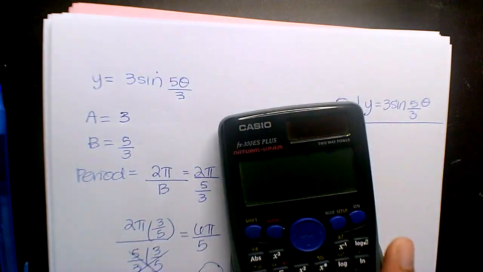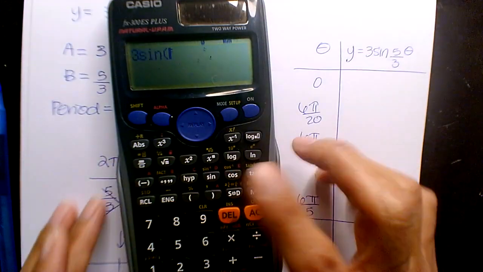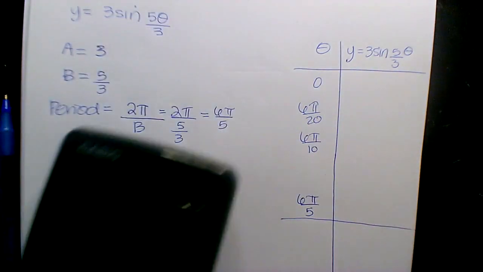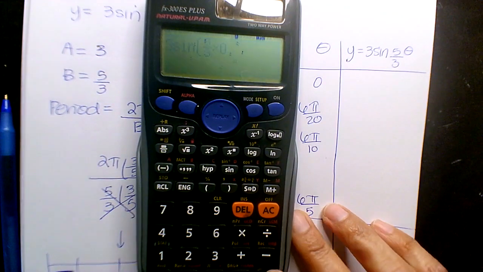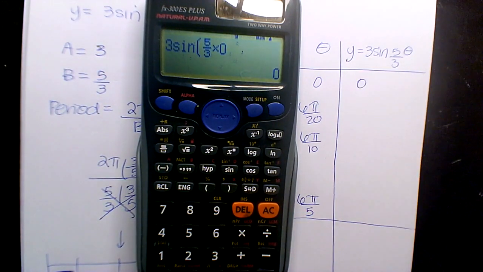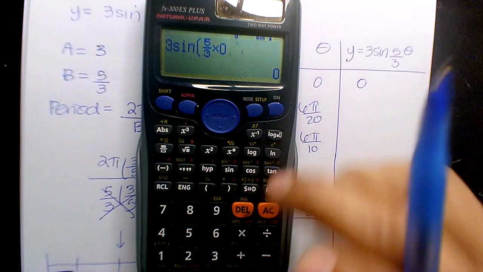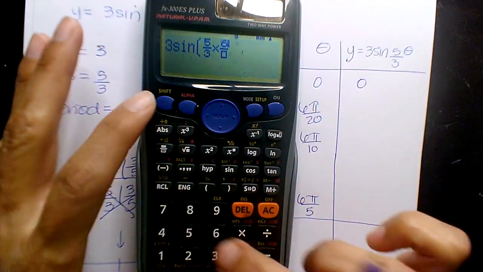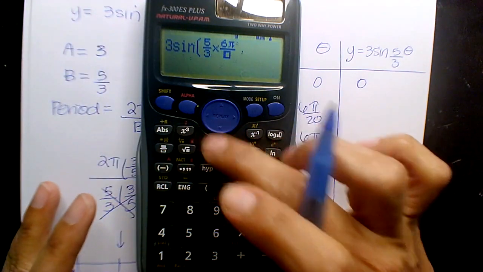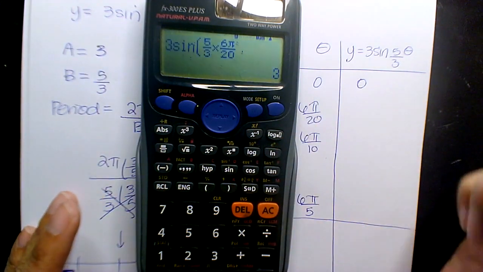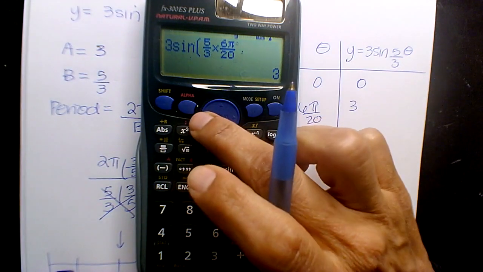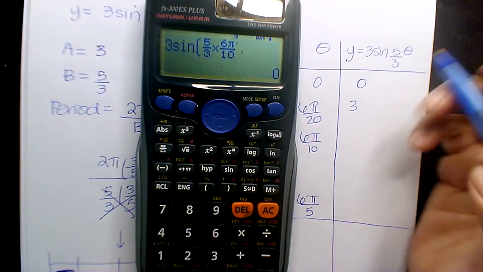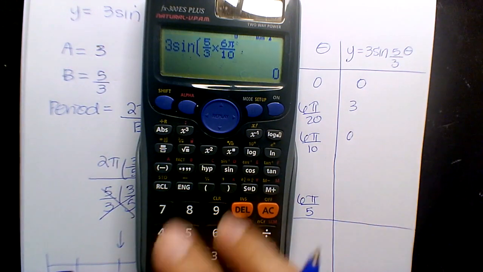Now you need to type the function 3 sine 5 thirds. I'm not helping you with the calculator tomorrow, so you better know what you're doing. I put in 0, I hit equal, and I get 0. And that's correct. Then I go back and put in 20, and I get 3. Then I go back and plug in a 10, hit equal, and I get 0. So it's just going to fluctuate like that.